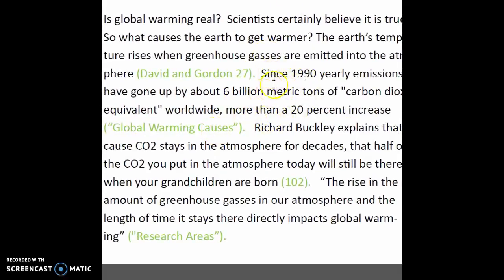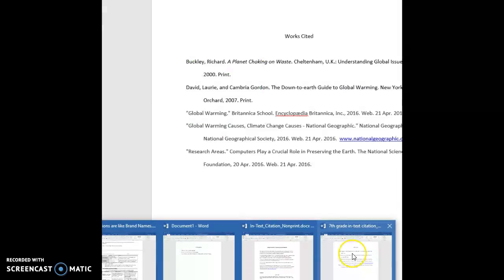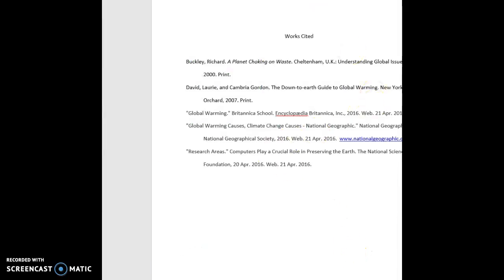In this sentence, I have information about metric tons of carbon dioxide and the increase of emissions, and it comes from this source. By looking at this source, you probably guess what kind of source it came from, website or print. If you guessed website, you're doing really good, right? It doesn't have an author's last name, so that makes the reader think that it probably comes from a website. And let's take a look.